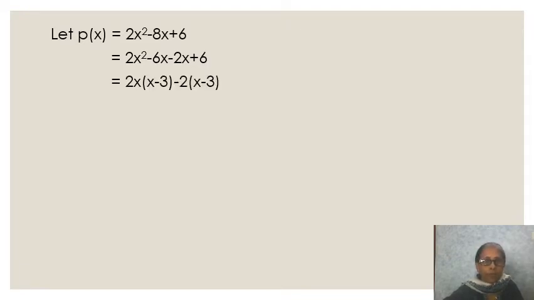Now taking the common factor out, you will get 2x into x minus 3 minus 2 into x minus 3, which will be equal to 2x minus 2 into x minus 3. So this is how you split the middle term and do factorization, isn't it? Now see, here for the first one 2 can be taken out, so you can write it as 2 into x minus 1 into x minus 3. This is the complete factorized form of the polynomial given.